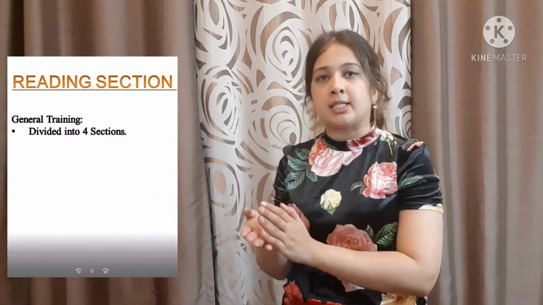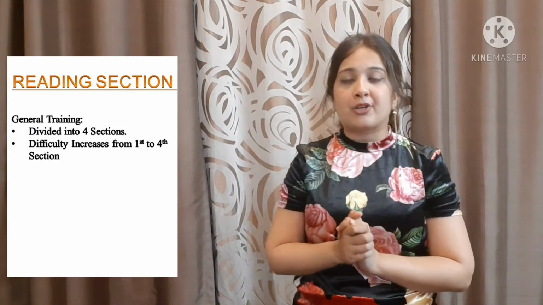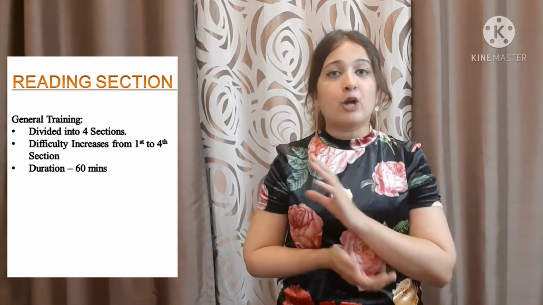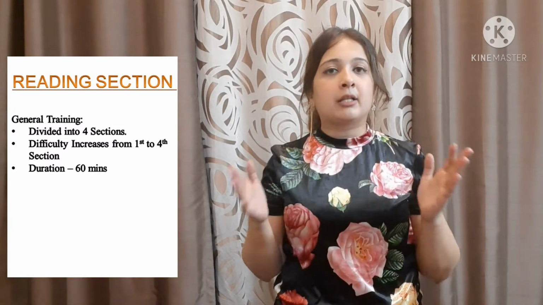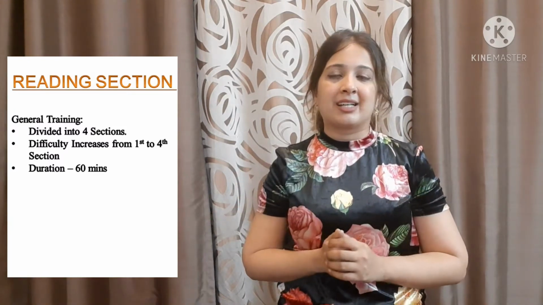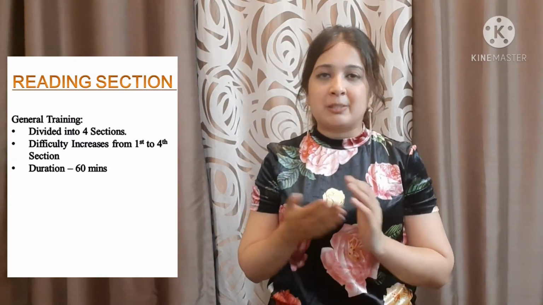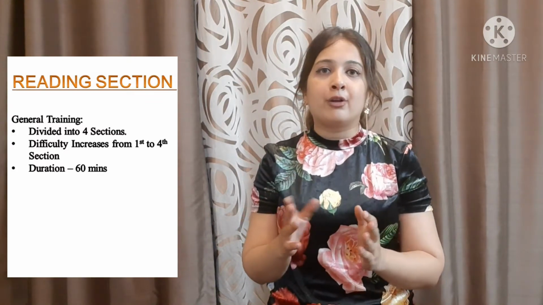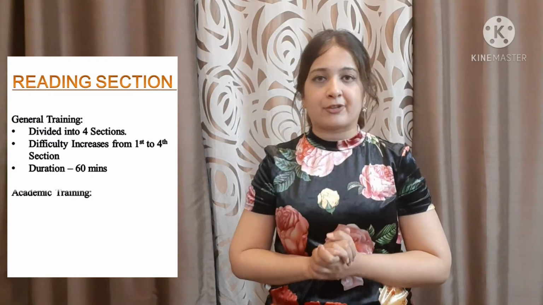Now for General Training, reading is divided into 4 segments and the difficulty increases as you go forward, segment by segment. You have different kinds of questions and 60 minutes to attempt this whole section. You have no sectional timings, but the complete timing is 60 minutes. You will be given questions like MCQs, true and false, one word, two words, depending on the segment. And you have to be careful about how well you read the section.